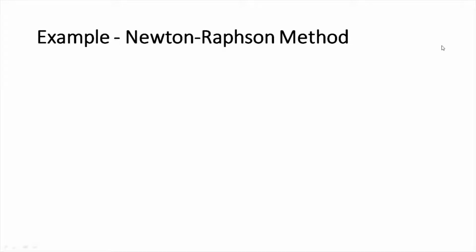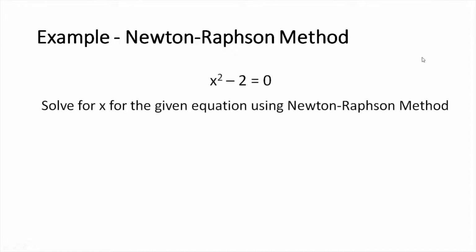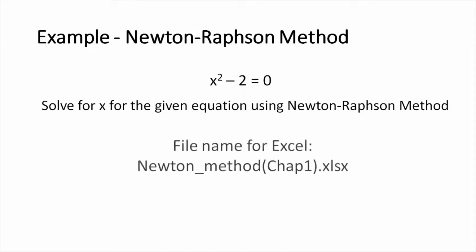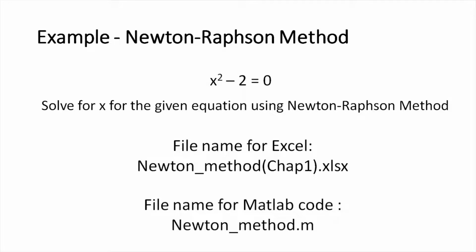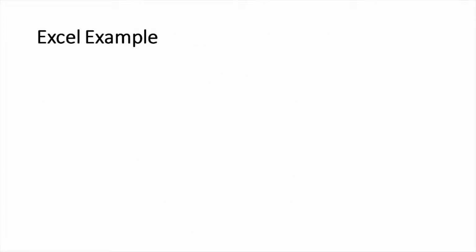So I'm going to go over an example of Newton-Raphson's method. And we're going to use the equation x squared minus 2 to demonstrate it and solve for x using this method. So the Excel file will be provided to you so you can try this on your own, and also a MATLAB code, which is provided.